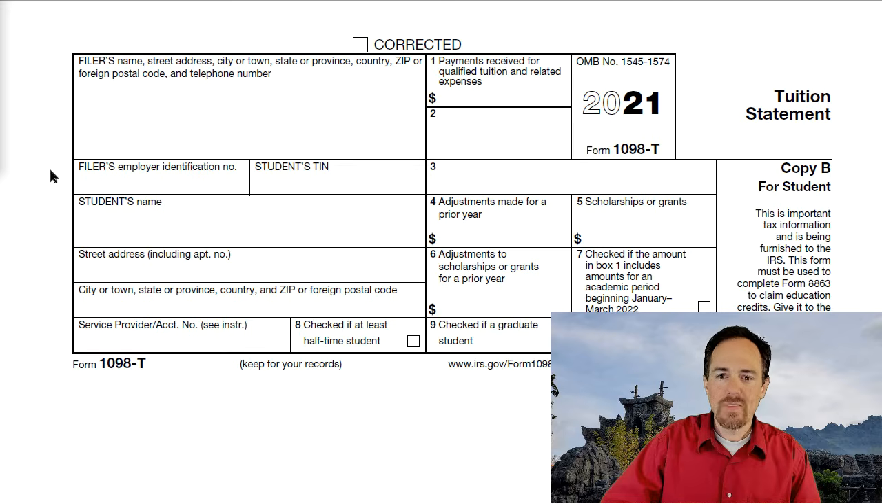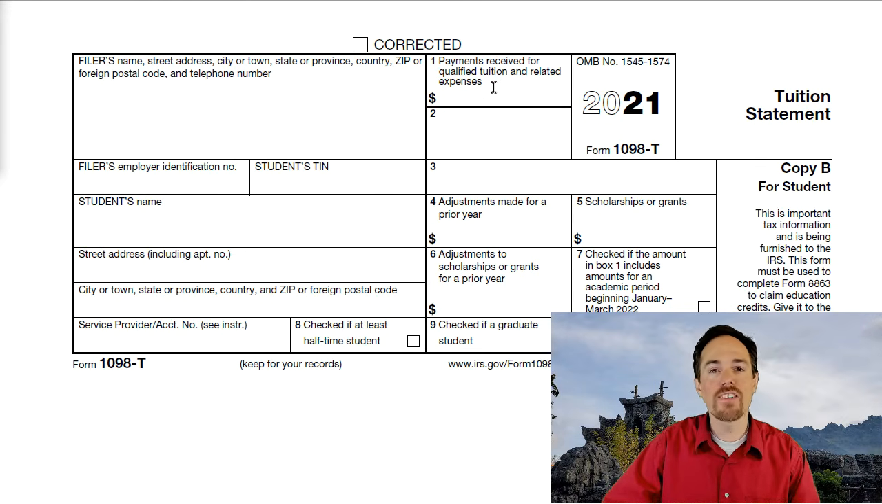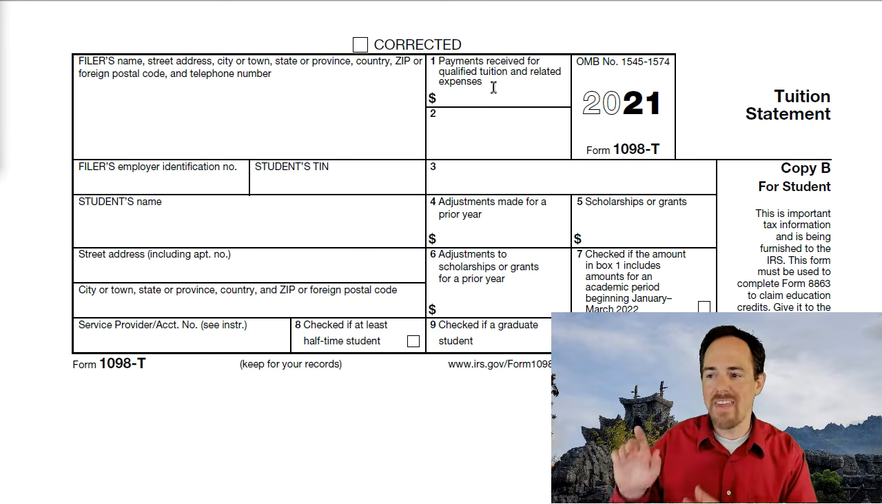Now, take a look here. On this form, it has the name of your college or university. It has your own name as the student and your address. And then in box 1, it shows how much you paid during the year to your college or university for tuition and related expenses, such as fees and other required supplies. And this number is important because that's what you use to calculate the education credits that I talked about a minute ago, up to $2,500. So you'll want to know especially that number in box 1, payments for tuition and related expenses.